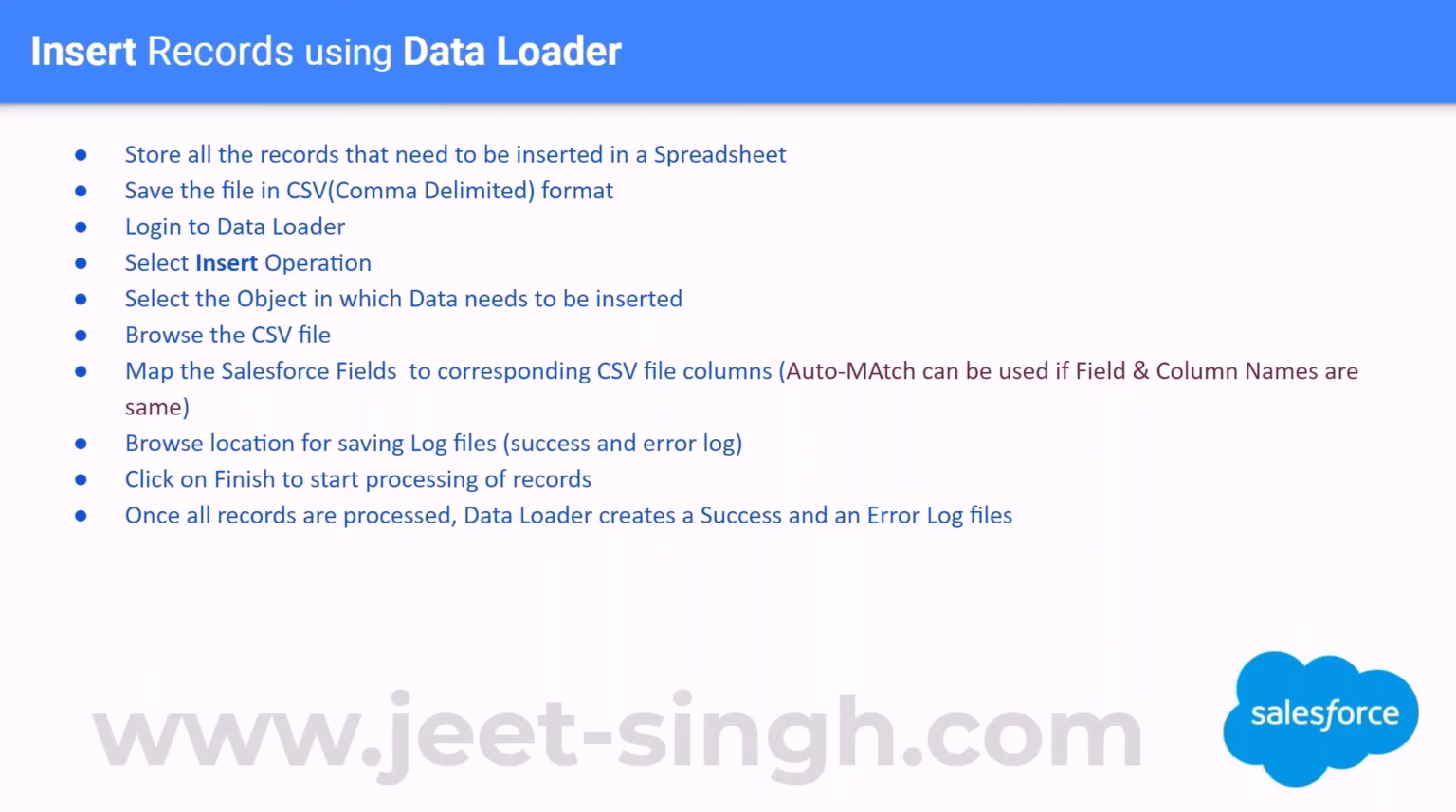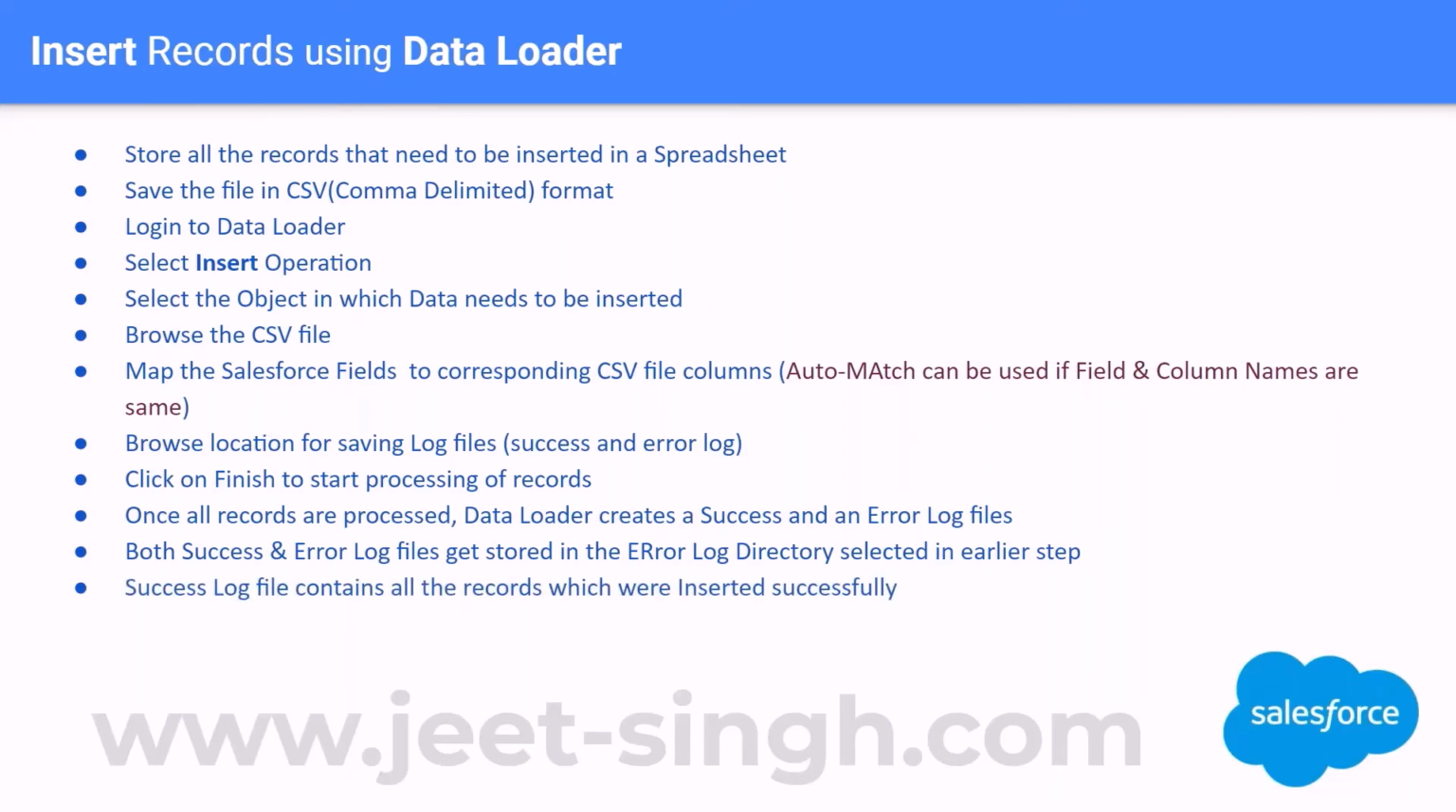So it will create two files. One will be a success log file and one will be an error log file. Both success and error log files will get stored in the error log directory that you just defined. Okay. So once processing is done, Data Loader will create two log files, one success and one error. Both files will get stored in the same error log directory, which we just defined in the last step.